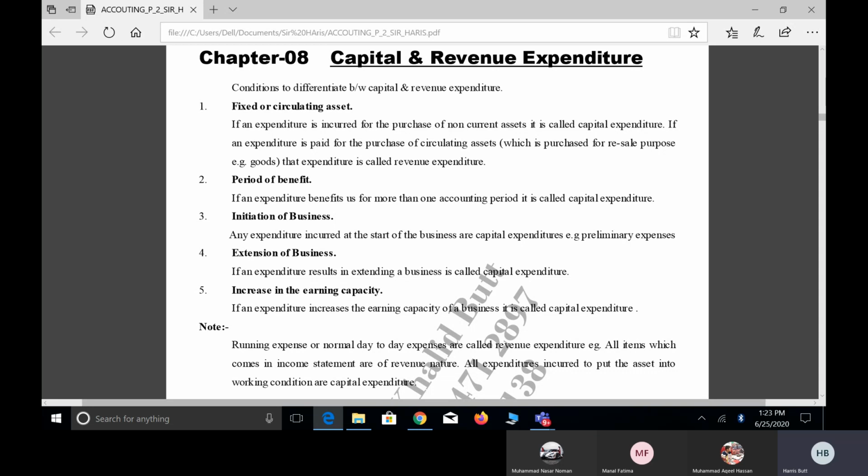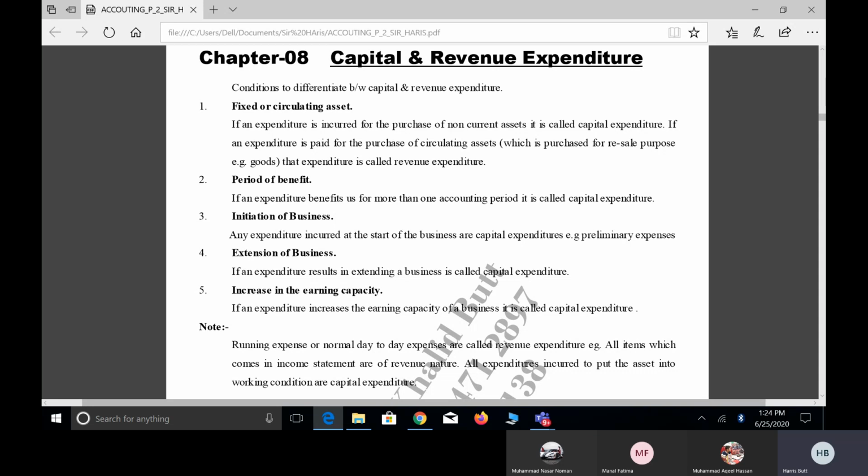But anything which is purchased for resale purpose, and you have paid some expenses for that, will be treated as revenue expenditure. Circulating asset means what is purchased for resale purpose. So goods purchased for sale, goods purchased from A, are all revenue expenditures. And you know that purchases come in the income statement, so definitely it is an item of revenue nature, known as revenue expenditure, because the expense has been incurred and you have paid. If you buy an asset, that is your capital expenditure.